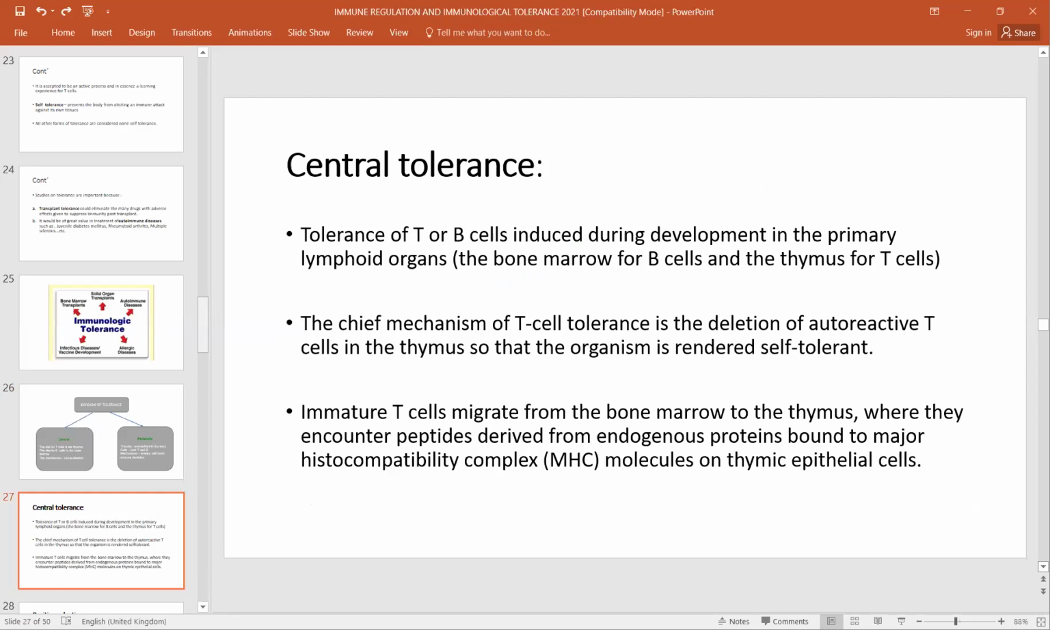Cell tolerance. Tolerance of T or B cells is induced during development in the primary lymph organs, the central organs. The chief mechanism of T cell tolerance is the deletion of autoreactive T cells in the thymus, so the organism is rendered self-tolerant. Immature T cells migrate from the bone marrow to the thymus, where they encounter peptides derived from endogenous cell proteins bound to major histocompatibility complex molecules on thymic epithelial cells. So we are targeting cells that react to self-tissue. We refer to them as autoreactive T cells.